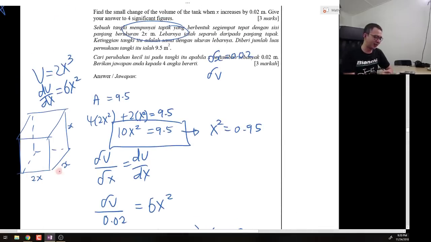Volume is length times width times height. 2x times x is 2x squared. 2x times x again is 2x cubed. And if you do not know how to get the area like this, how to get this surface area? X times x, right? You get x squared. So total this surface area should have the 10x squared.